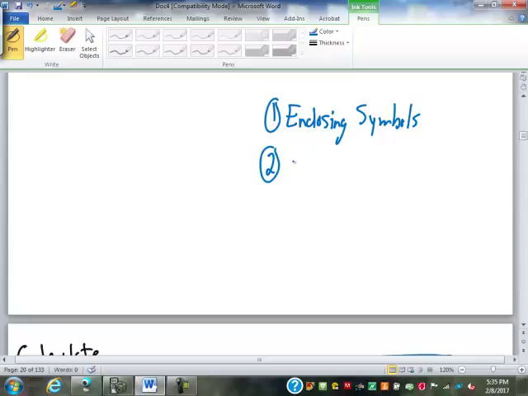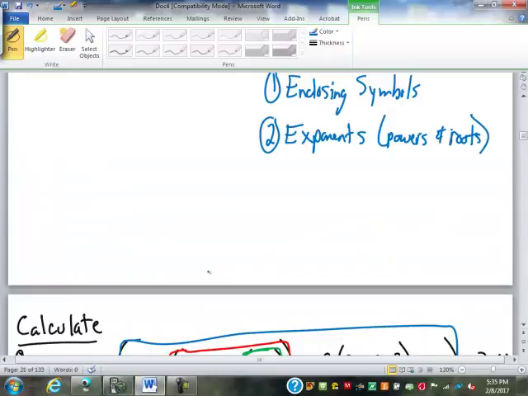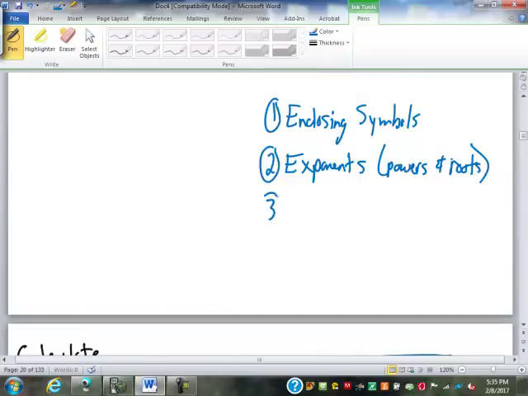Second level of priority is something called exponents. Exponents include powers and roots. Looking in this problem, are there any exponents inside the red box? No. So our third level of priority is multiplication. And multiplication and division are the same level, so multiplying and dividing are going to happen at the same time.